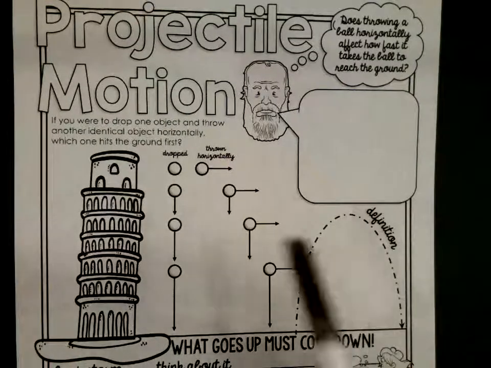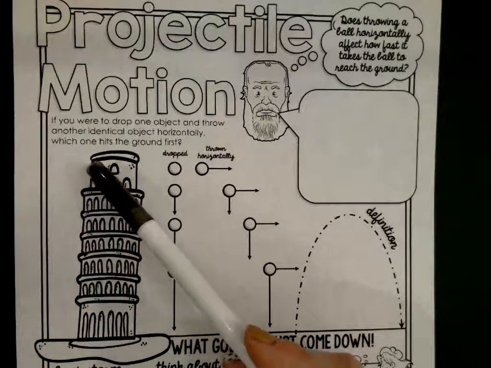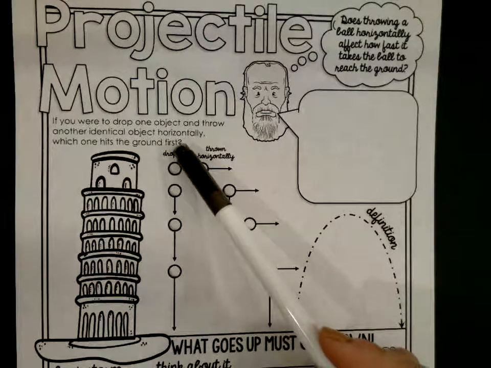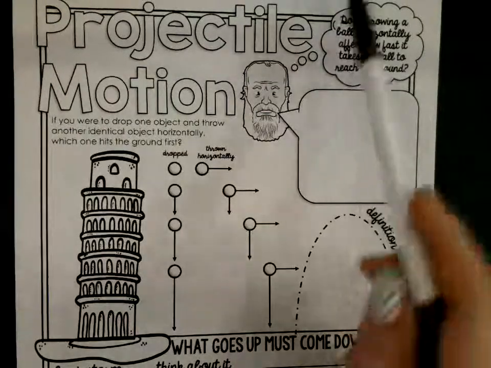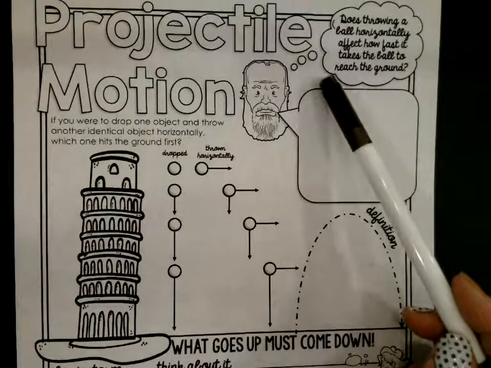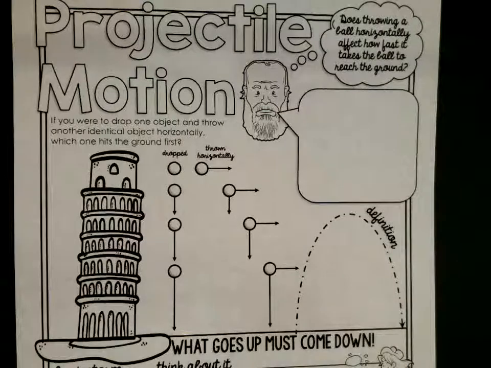If we were to drop one object and throw another identical object horizontally, which one will hit the ground first? So we want to know, basically, up here, what he's thinking is, does throwing a ball horizontally affect how fast it takes the ball to reach the ground? So let's look at what's going on here.